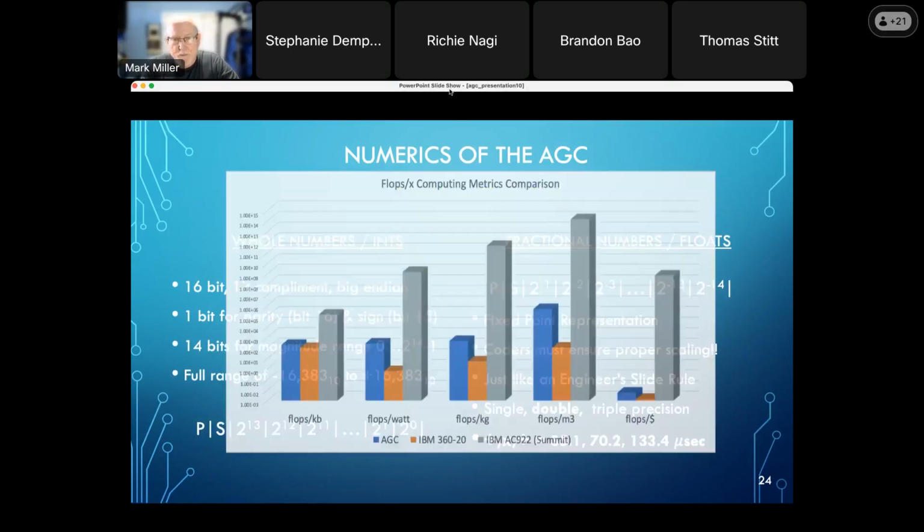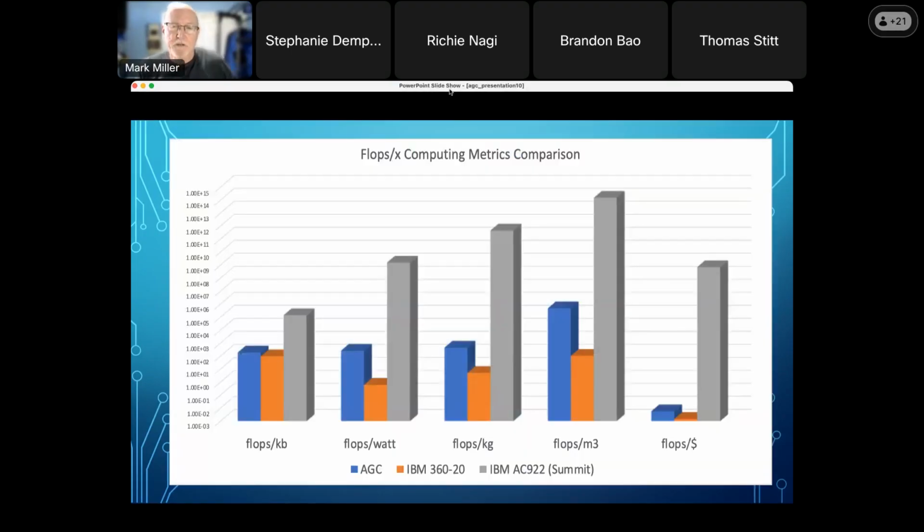Those times probably are not as useful as this particular diagram. So this is showing 3 different computers. The Apollo guidance computer in blue. In the mid-60s, IBM released the IBM 360, which was an amazing machine for its time. That's in orange. And then the IBM AC922 system, which is basically like our machine here, or Summit or Oak Ridge, and various metrics that are relevant to spaceflight. So maybe flops per kilogram or flops per cubic meter as far as how much space. And you can see the blue bars there are quite high relative to the IBM machine of the same era. So it was a pretty impressive machine.